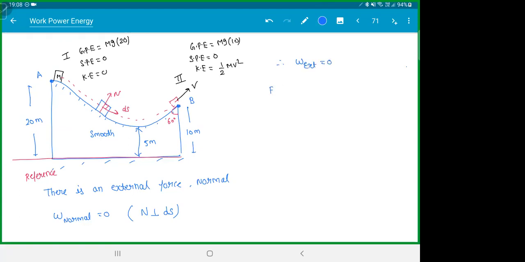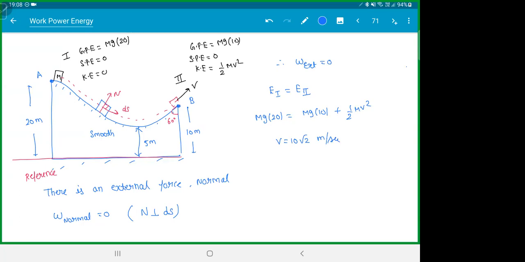Conservation of energy: energy in state 1 is equal to energy in state 2. I know this is a pretty easy one, but the steps are important, how you're framing it. mg 20 equals mg 10 plus half mv square. So this turns out to be 200 minus 100, 100, 200. v is equal to 10 root 2 meters per second. Check.